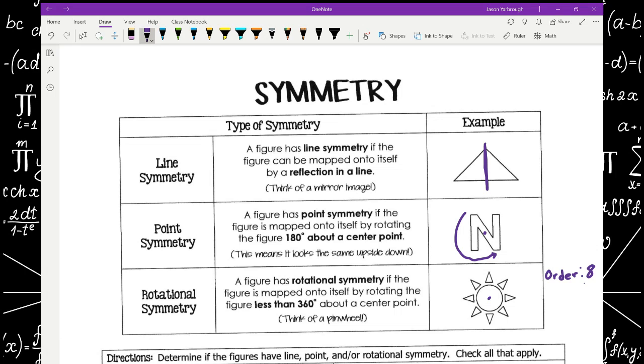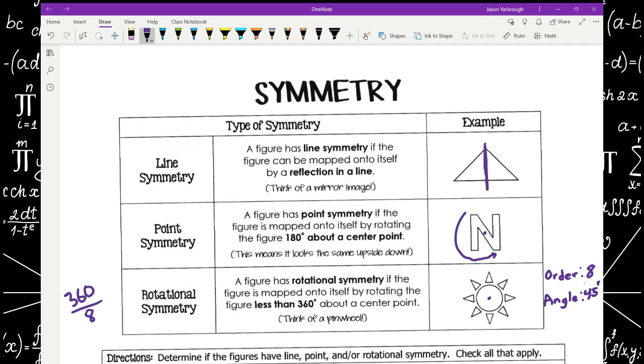Now we also can get an angle from this. The angle from this is fairly simple. Since a full circle is 360 degrees, what we end up doing is we take the value of 360 and divide it by the order, in this case 8, and end up getting our rotational symmetry. So in this case, our angle of rotation is 45 degrees.